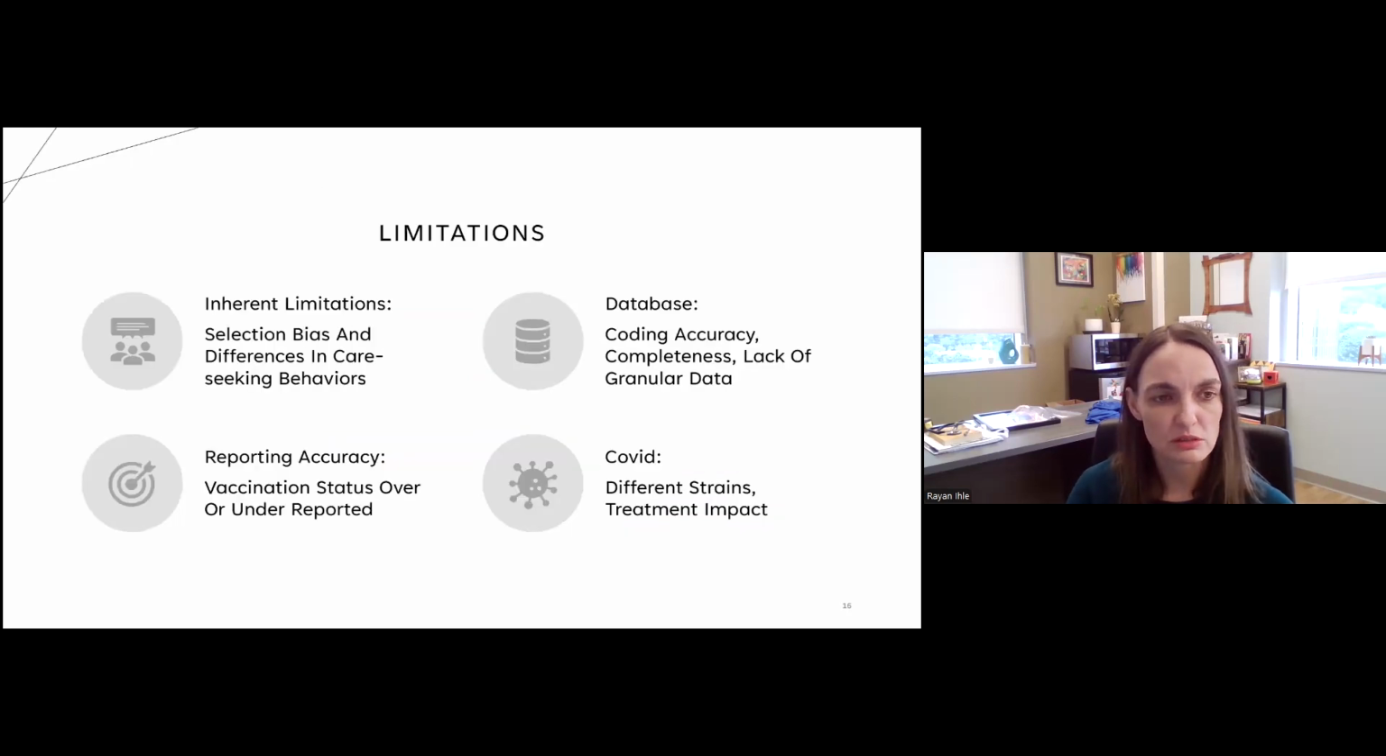Our study does have several limitations. Inherent limitations include selection bias and differences in care-seeking behaviors with an international database. Our database is also subject to coding accuracy and completeness of data, as well as lack of granular data. Getting down to the information as to why patients were admitted is quite challenging in a database such as this. It's also subject to reporting accuracy. There are secondary gains to being fully vaccinated versus reporting not getting vaccinated at all. And so we really depended on patients reporting their vaccination status accurately. One of the limitations is that we could not have independent confirmation or verification of their vaccination status. And as you all know, there were multiple strains of COVID, and the ability to divide those substrains is not available within this database. And also treatment impact is quite challenging to assess as well.